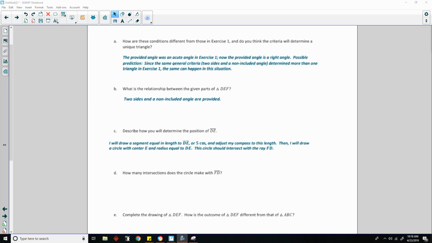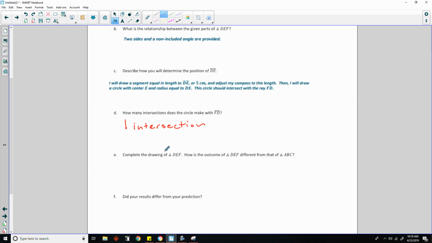Now D says, how many intersections does the circle make with FD? Well, that one's an easy one. There was only one intersection. Complete the drawing of triangle DEF. How does your outcome differ from that of triangle ABC? So in drawing triangle ABC, there are two possible locations for the vertex C, but in drawing triangle DEF, there was only one location for the vertex D.